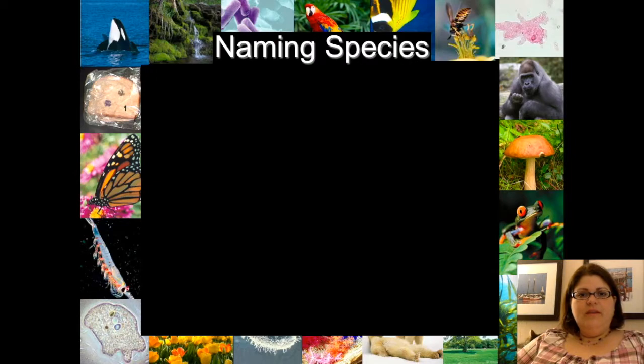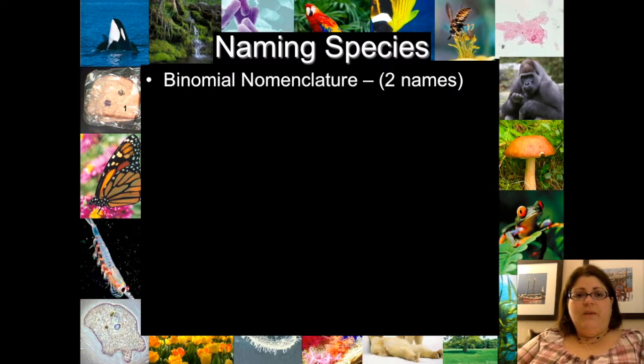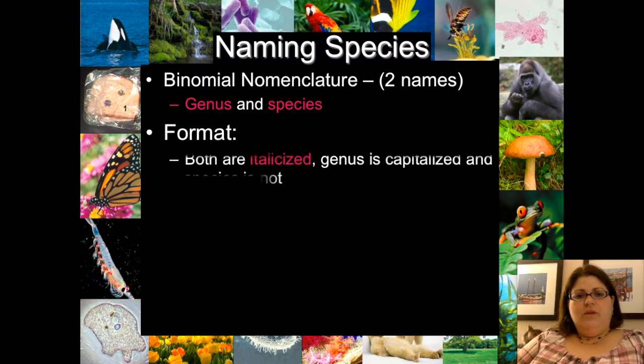So when we name species, we have a couple of rules. As I mentioned, it's called binomial nomenclature. Binomial means two names. So we use the genus and the species. So here's our format. If we're writing it out, both have to be italicized. So if we're typing it up, we put both in italics. If you're writing by hand, a lot of times it's underlined instead. But anytime it's typed on a computer, it's italicized. Genus is always capitalized and the species is not.